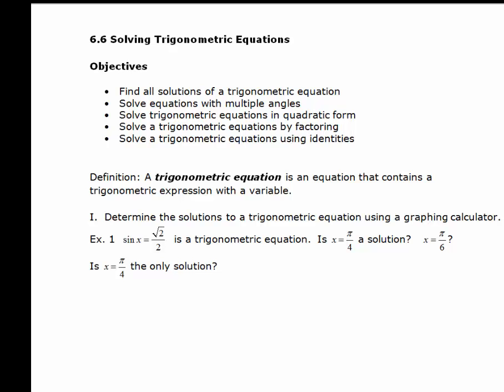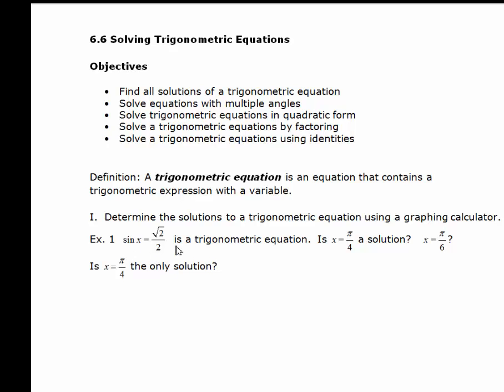In this lesson, we're going to solve trigonometric equations using different strategies, and some of the strategies come from the strategies that we learned when simplifying and verifying trig identities. A trigonometric equation is basically just an equation that contains a trigonometric expression with a variable. Let's look at example 1 and just ask the question.